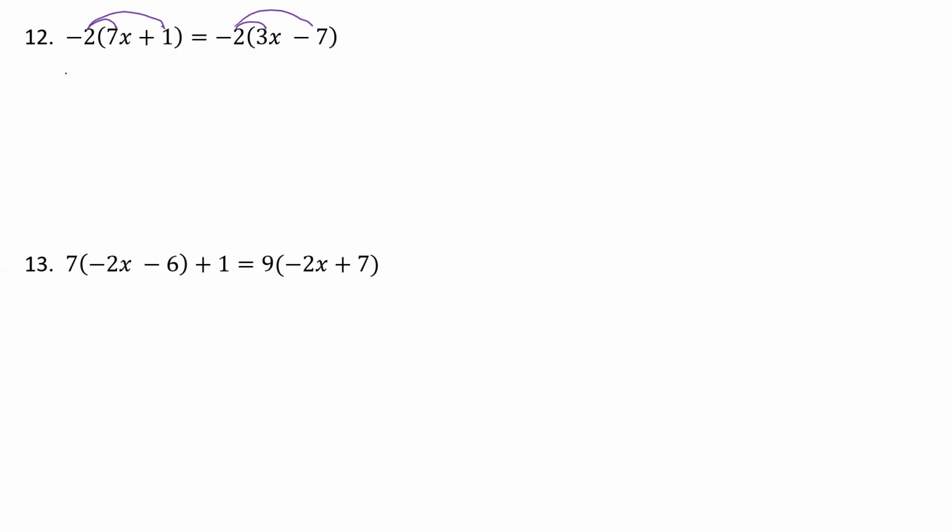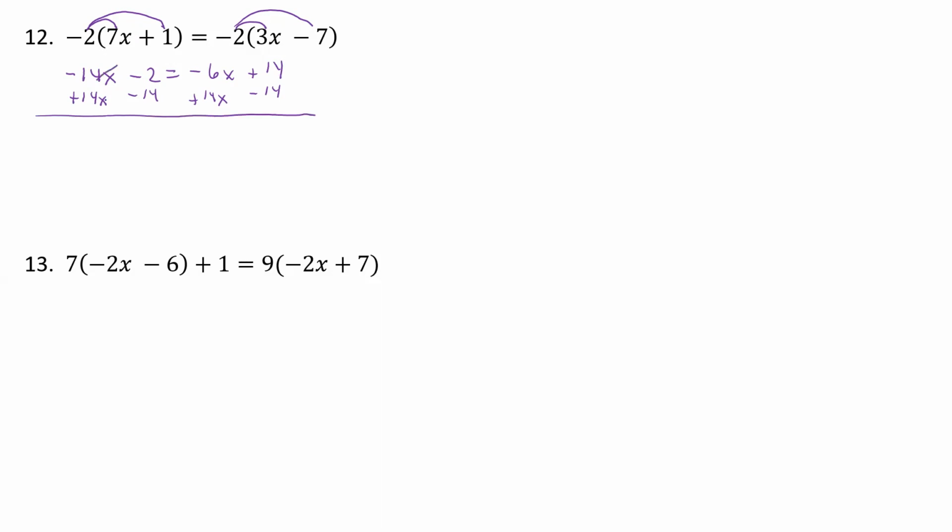So here we have negative 14x when we multiply here, and then we'll have a negative 2. Here we'll have a negative 6x, then we have plus 14. Now, if we want positive x's, that means we'll have to add 14x to both sides. And then we have to get rid of the 14 here.